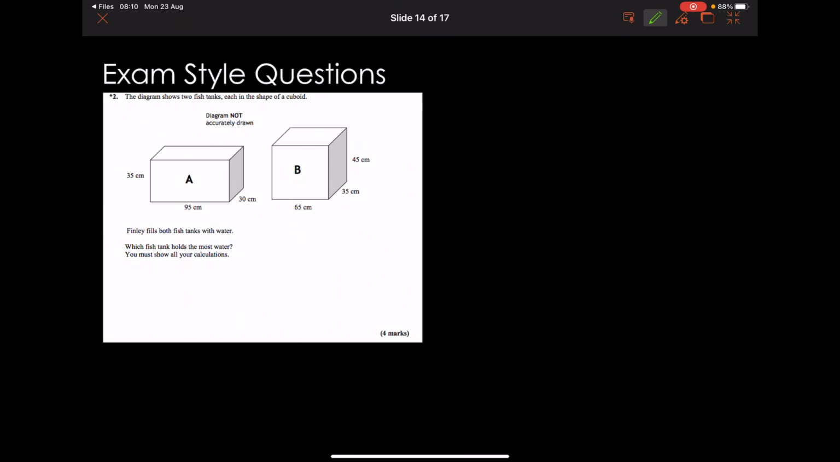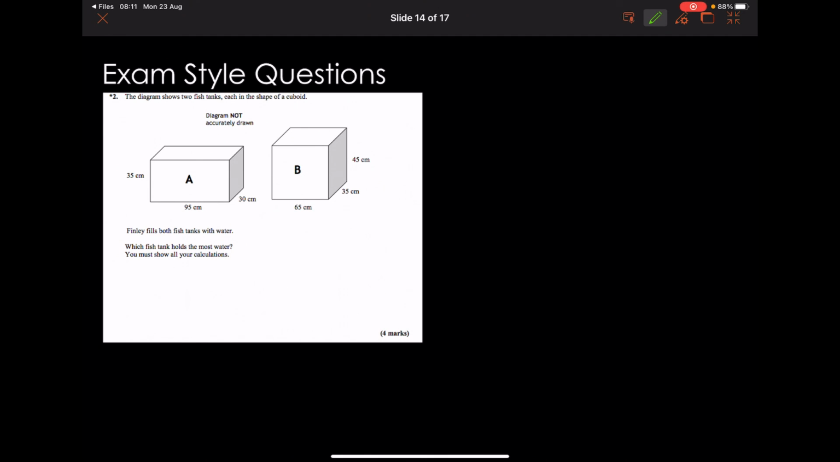There we go. Right, here is another question. This one says, the diagram shows 2 fish tanks, each in the shape of a cuboid. Finley fills both fish tanks with water. Which fish tank holds the most water? You must show all of your calculations. Okay, so have a go at this one. Pause the video and do it, and then press play for the answer.